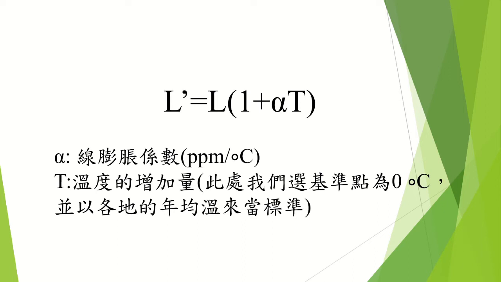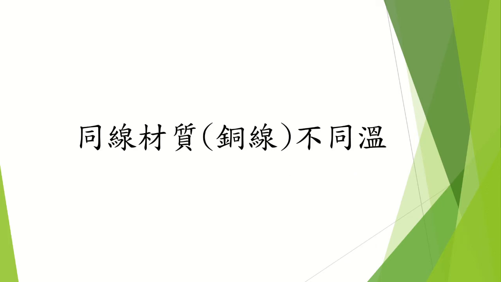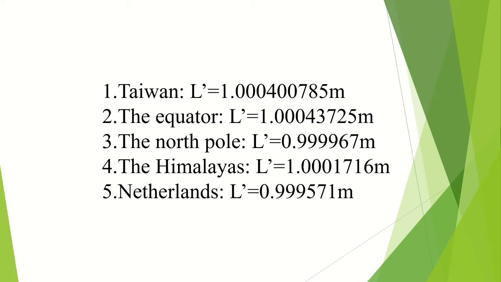In this way, after our precise calculation, the value of L prom equals 1.00040785 meters for Taiwan, 1.0043725 meters for the equator, 0.999967 meters for the North Pole, 1.0001716 meters for the Himalayas, and 0.999571 meters for the Netherlands.